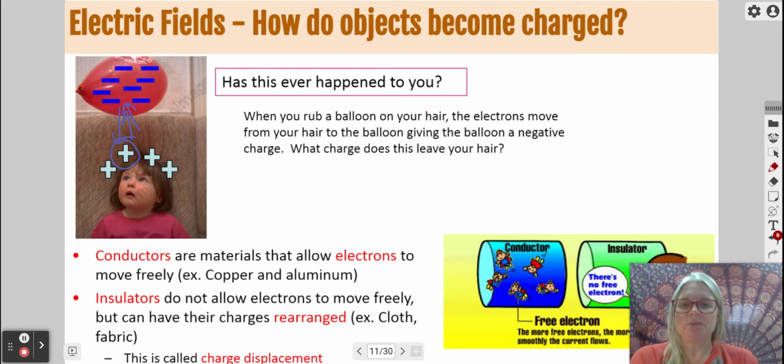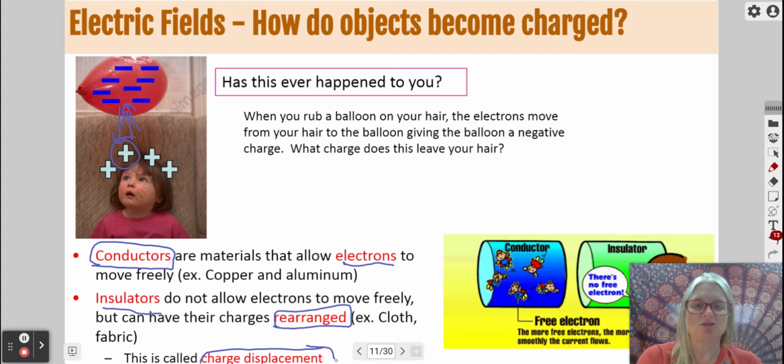So how does this happen? Well, conductors are really good at allowing electrons to move freely, so you can do this really easily with a conductor. Now you can do this with insulators as well. They don't transfer electrons, but they do allow electrons to move or be rearranged a bit more. This is called charge displacement, when you allow electrons to move maybe from one end to another, or from one material to another.